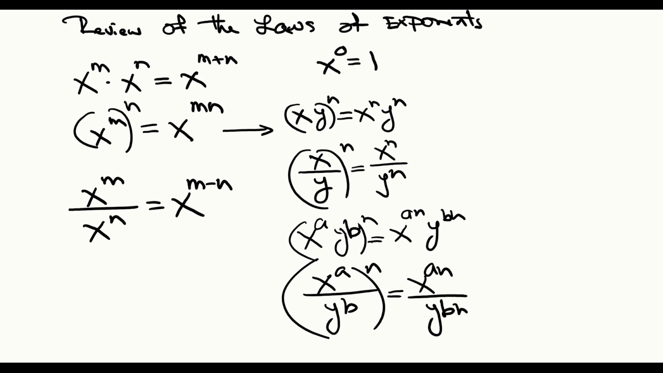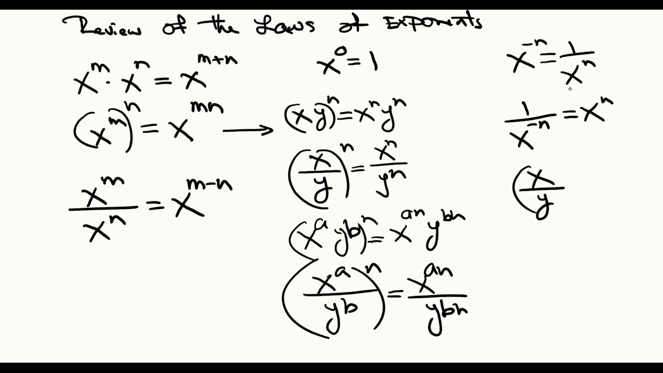Okay, and then we looked at some negative exponent rules. So we had x to the negative n equals 1 over x to the n. And then we had 1 over x to the negative n equals x to the n. And finally, we had one for quotients raised to a negative exponent, like x over y to the negative n. Remember, we just looked at that a little bit ago. You flip the fraction and then you raise it to the power of n.